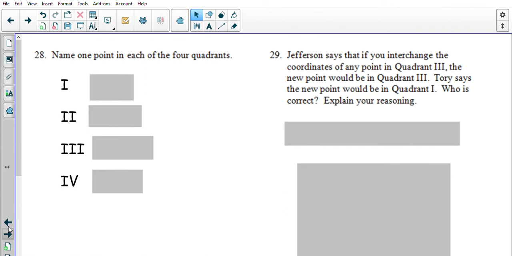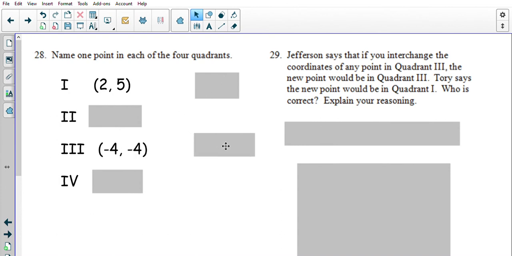All right, we've got 2 more questions to finish up for this. It says to name 1 point in each of the 4 quadrants. This is just for us to practice each of our quadrants here. So quadrant 1 is all positives. That's pretty easy to remember. So an example would be 2 comma 5. For quadrant 3, they're both going to be negatives. So I chose something like -4, -4. You might have something similar to that as well. You don't have to have these exact points. These are just some examples.